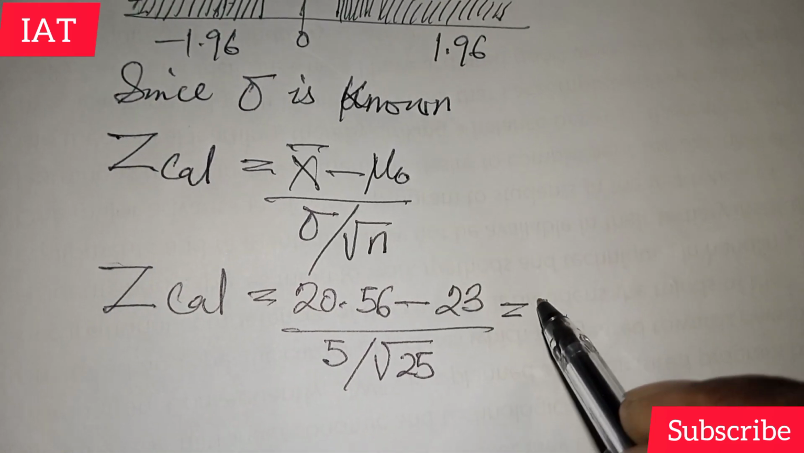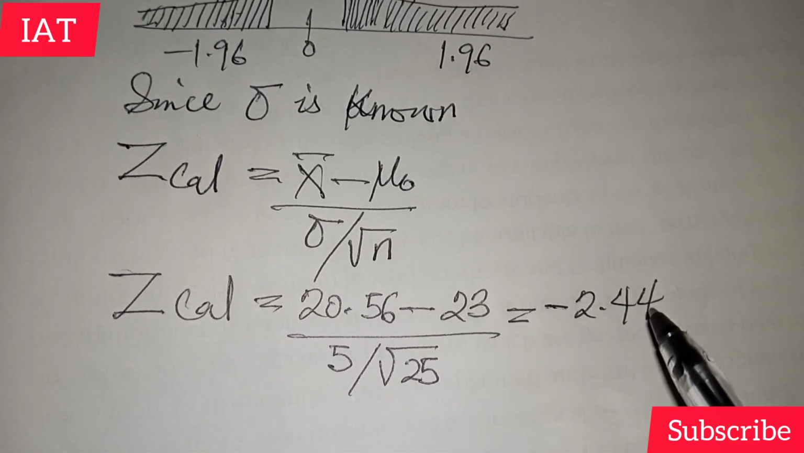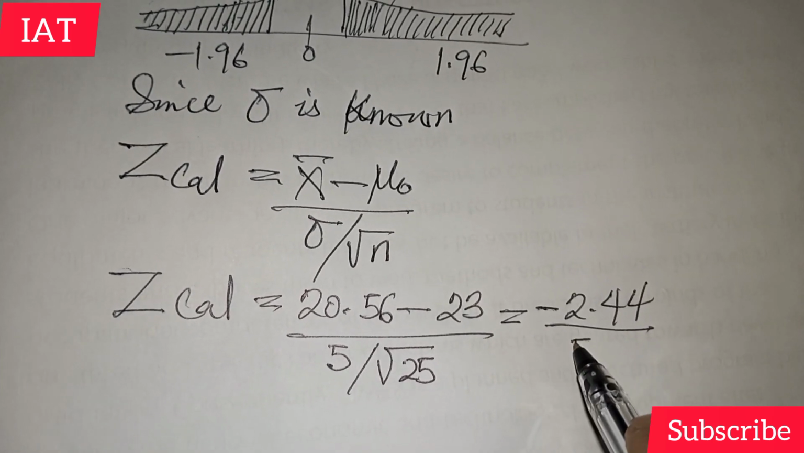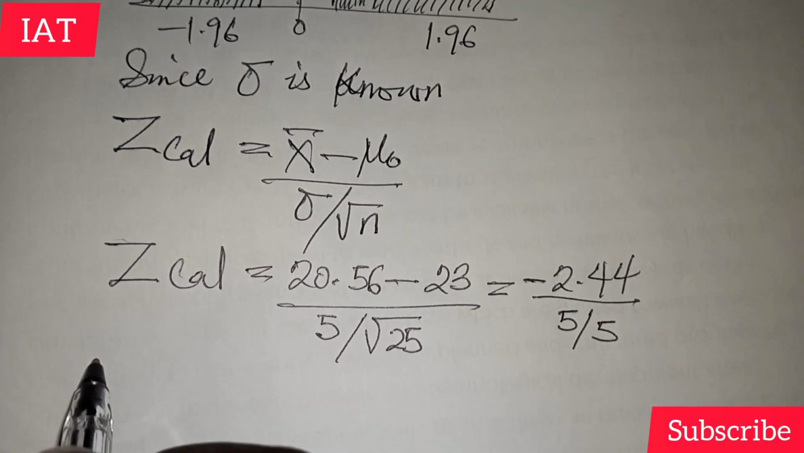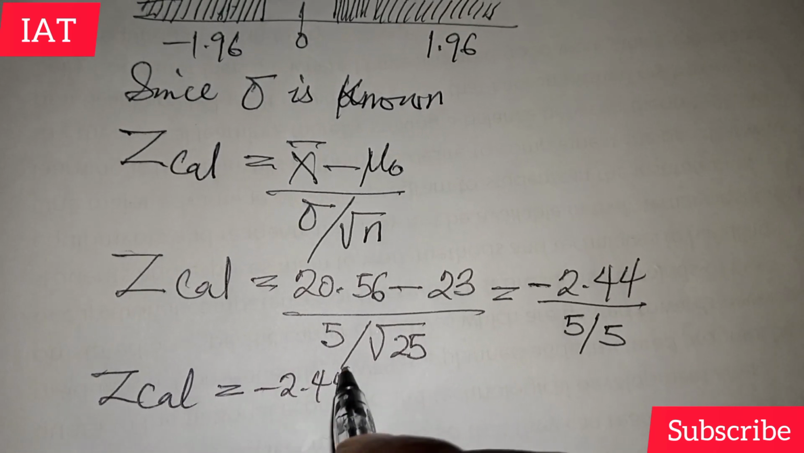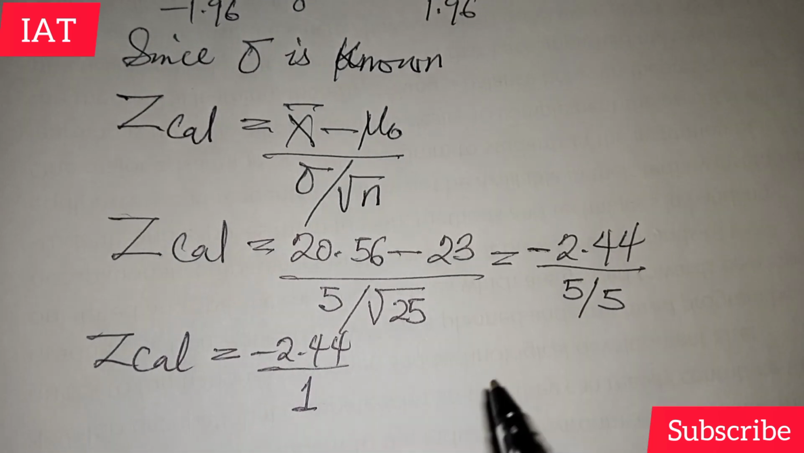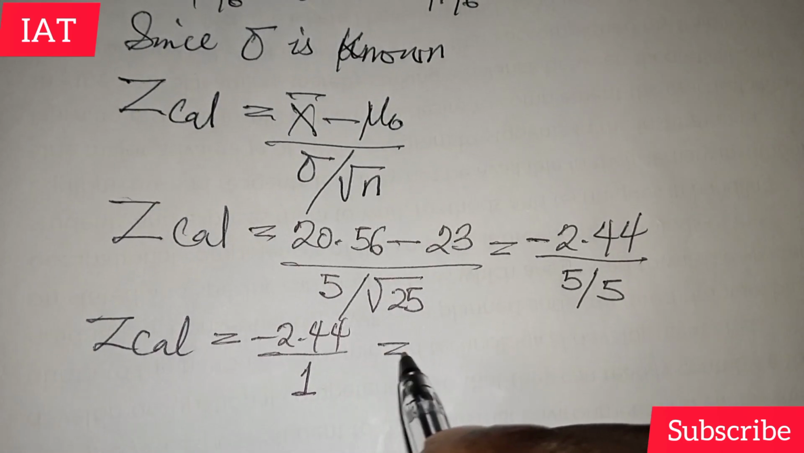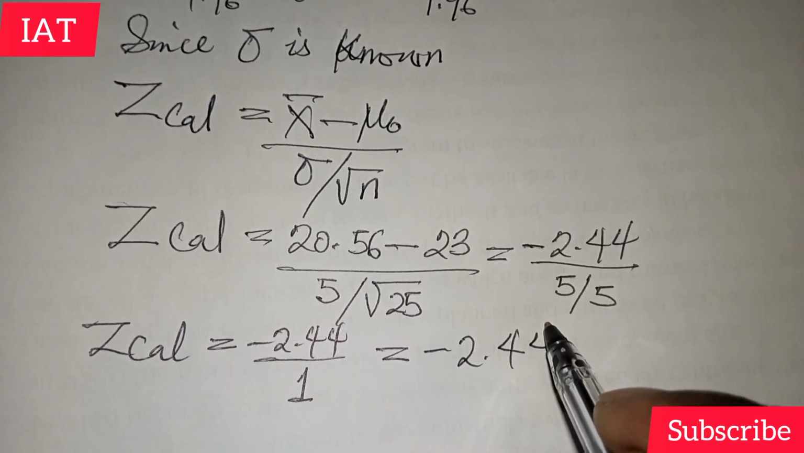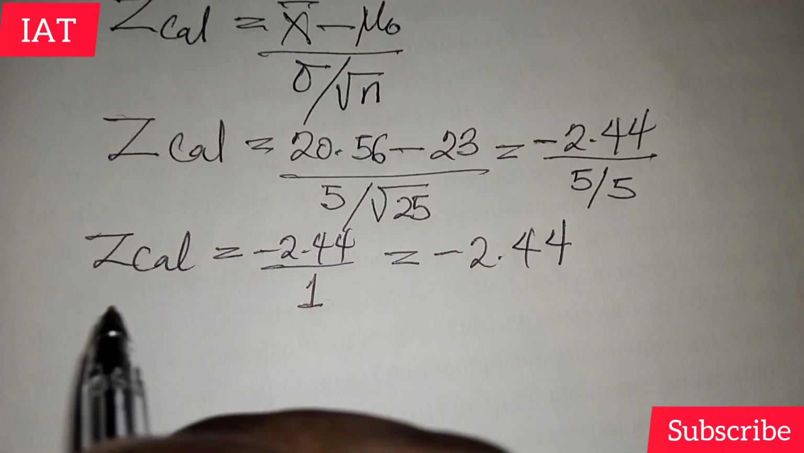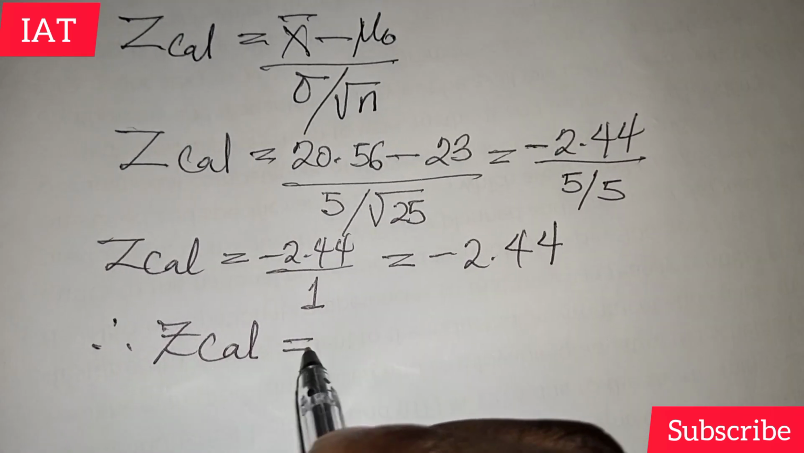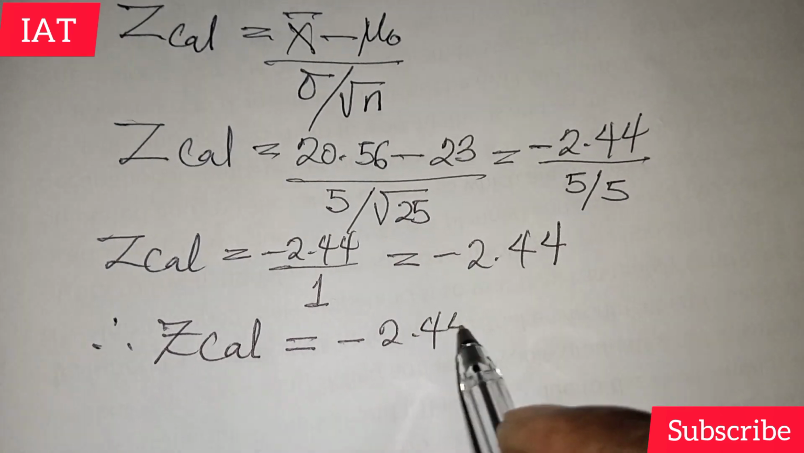you have negative 2.44, and this will be divided by the square root of 25, which is 5, so we have 5 divided by 5. So this value will give us minus 2.44 divided by 1, because 5 divided by 5 is 1, and when you divide minus 2.44 by 1, you still have minus 2.44. So therefore the z calculated value will be minus 2.44.